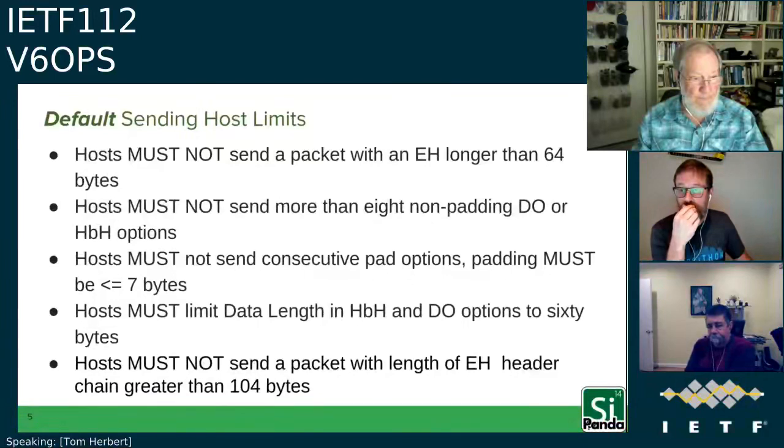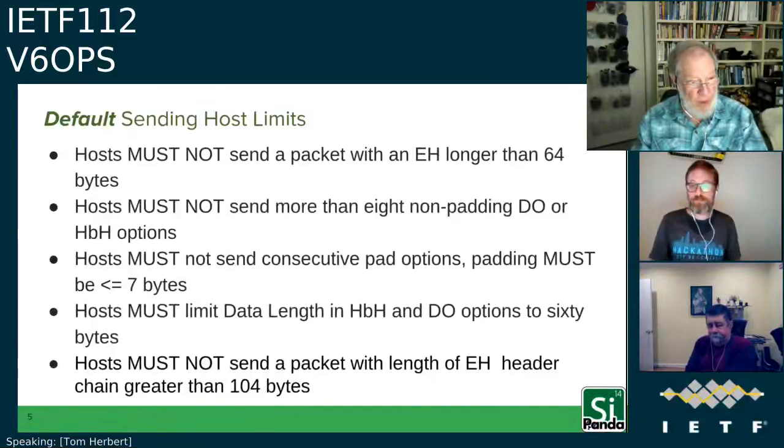We limit EH to a certain size. We also have to consider padding options. This is already in some of the RFCs, but we limit the number of padding options to some logical number. Similarly, data length can have a limit. And that last one is actually the limit on extension header length that I referred to, full chaining.